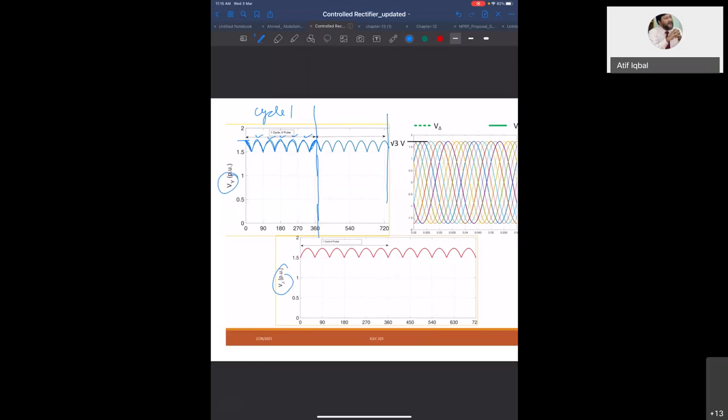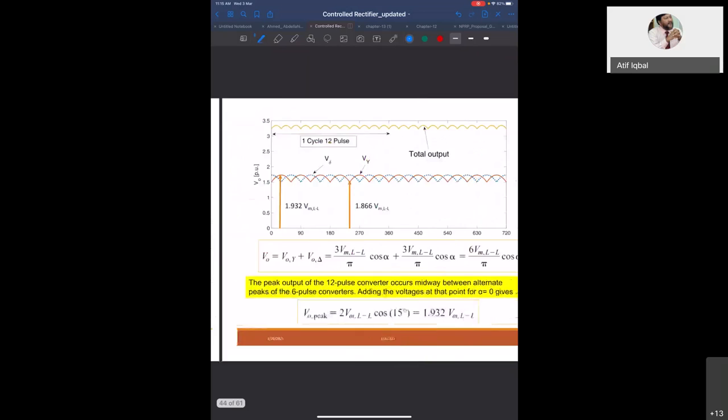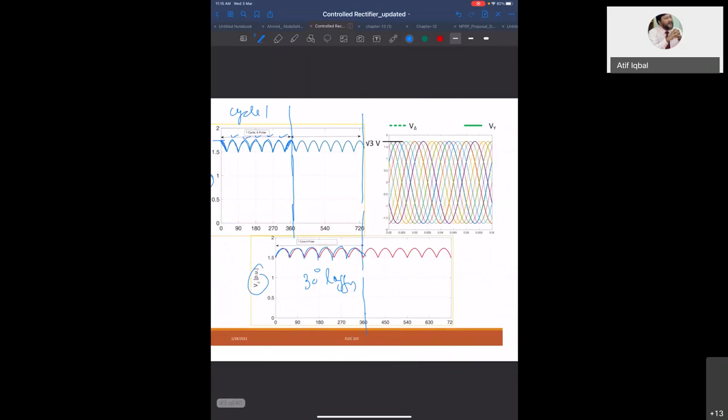Now, from the delta output, you get the same thing, but 30 degree lagging. 1, 2, 3, 4, 5, 6. Six pulses, but 30 degree lagging, okay? And this is my secondary voltage of star and delta. Since the delta is root 3 times N2, and this is at N2, they have the same voltage. And this is my star output, this is my delta output of the two rectifiers.